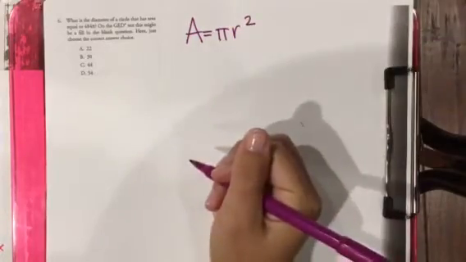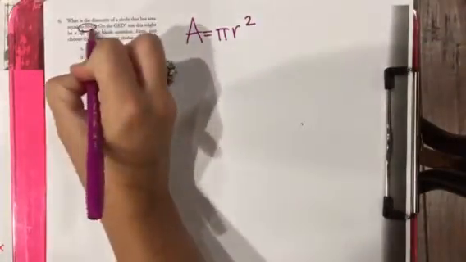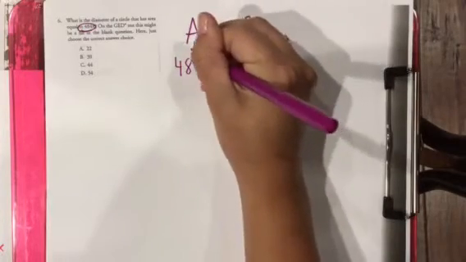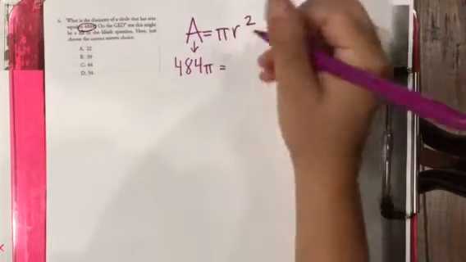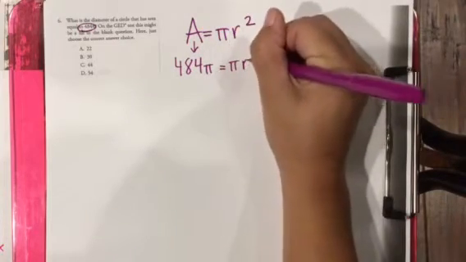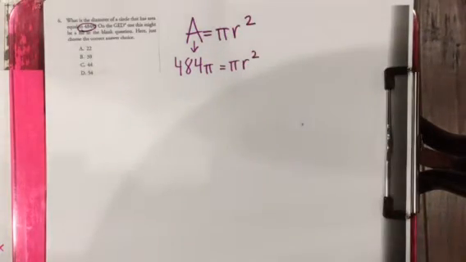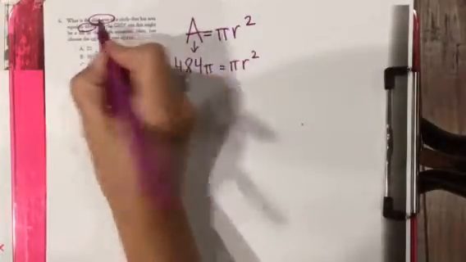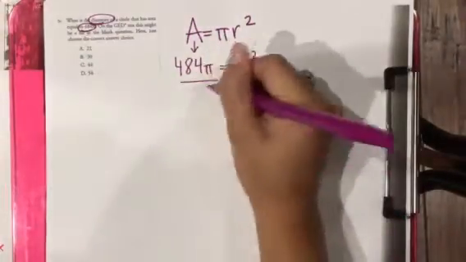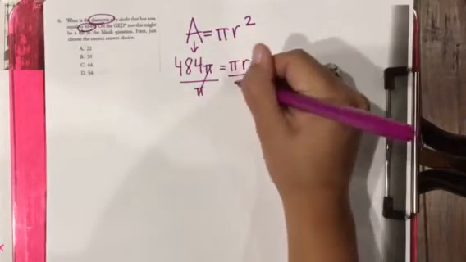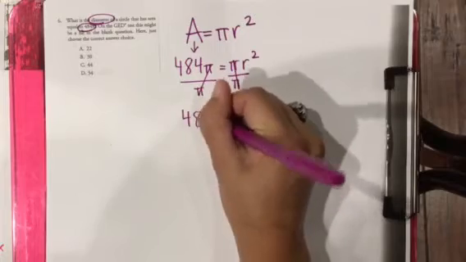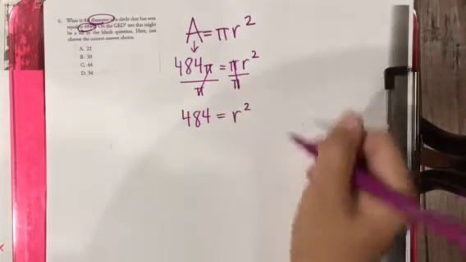equals pi r squared. Now because we're given the area, we're going to plug that number in for area. So area is 484 pi, and that is equal to pi r squared. So we're going to solve this for r because we need to find the radius in order to get to the diameter. So I'm going to divide both sides by pi. You can slowly start eliminating things. So now we have 484 equals r squared.